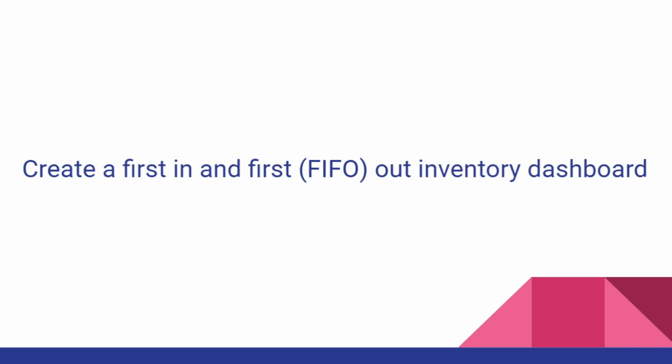So today we are going to be looking at how to create a first in, first out inventory dashboard. So what's the meaning of first in, first out inventory? First in first out is a valuation method that assumes that the oldest inventory items are sold or used first, with their associated costs being used to determine the cost of goods sold. You understand? So we are going to create a dashboard that can help us track our inventory using the first in first out inventory method.